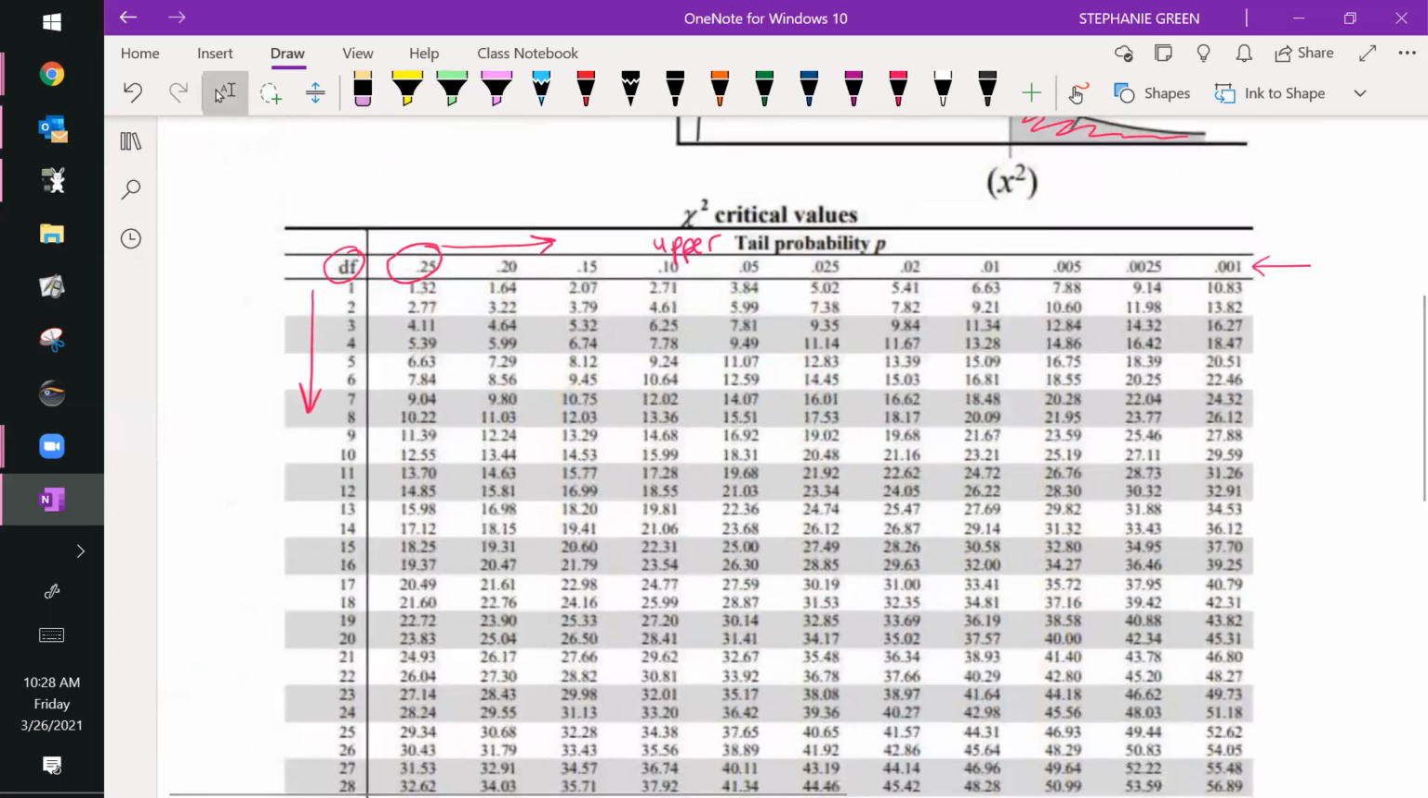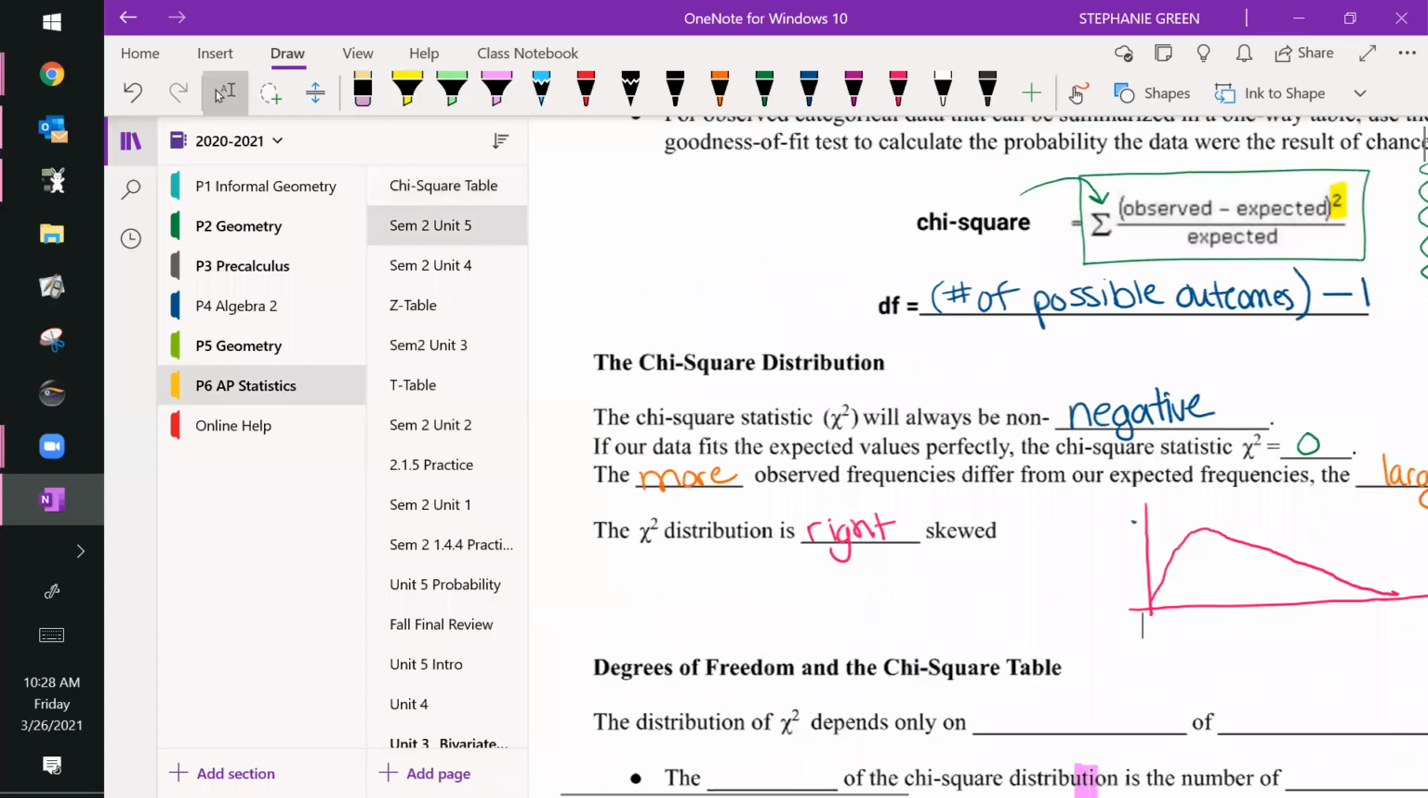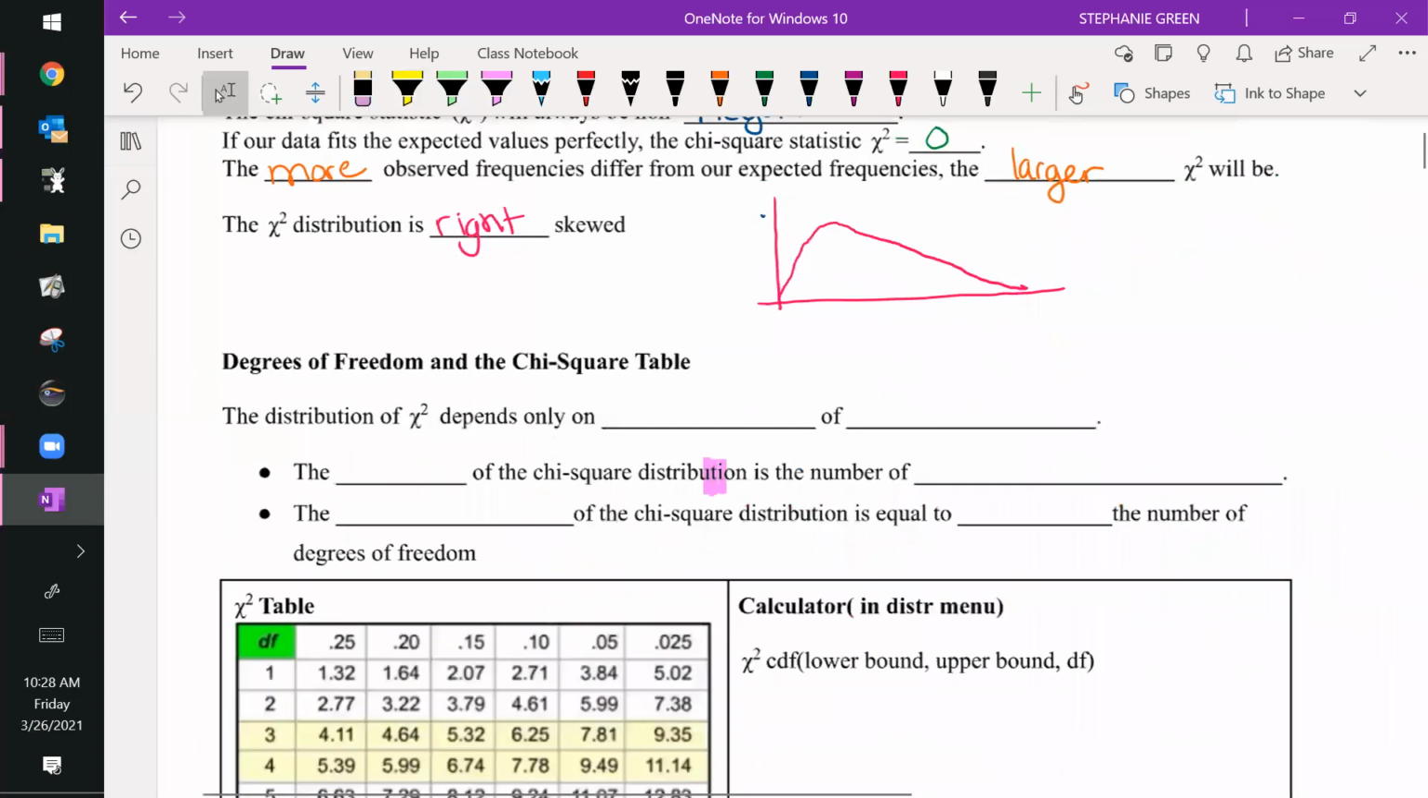Okay, so going back to our notes, the distribution of chi-square depends only on the degrees of freedom. So as we said, there's a different distribution for each number of degrees of freedom, just like in the t-distribution. The mean, this is interesting, the mean of the chi-square distribution, remember that's the center of our distribution, which is skewed, it'll be somewhere around here. That mean of the chi-square distribution is the number of degrees of freedom. How weird is that?